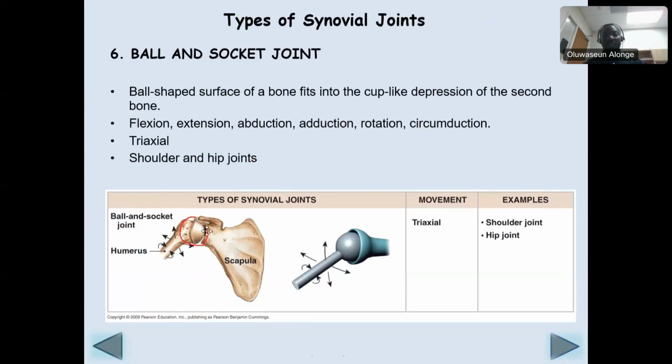It's like a ball fitting into a socket. And this kind of joint, you see it in the shoulder joint and hip joint. Again, shoulder joint means glenohumeral joint, and hip joint is acetabulofemoral joint. You are able to flex this joint, extend it, abduct it, take it away, adduct it, bring it back, rotate it, and also circumduct it. So we call it a triaxial joint because it can go in almost all directions.